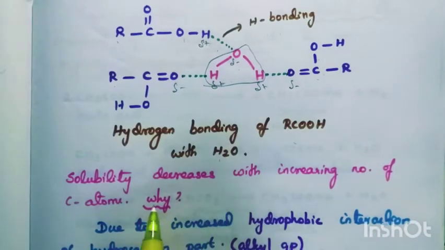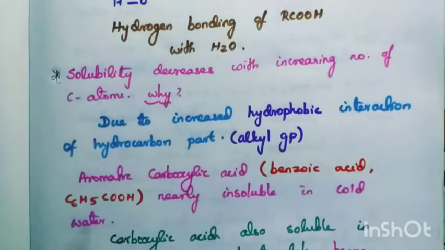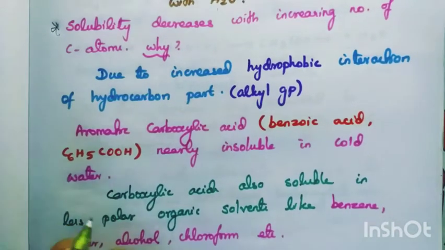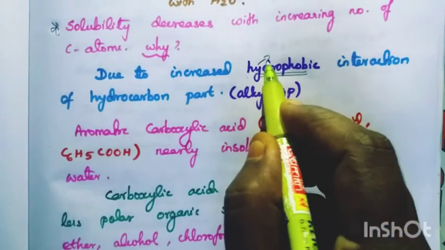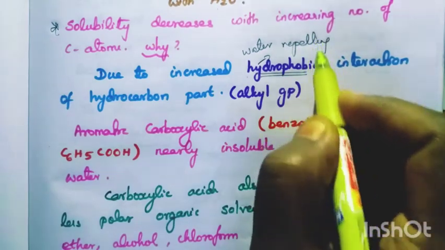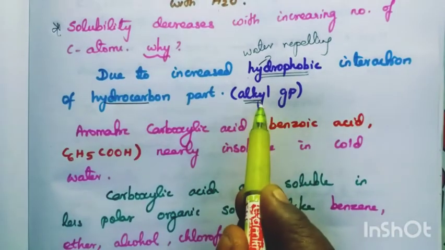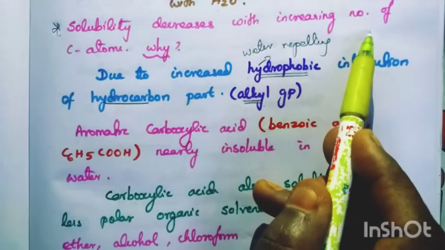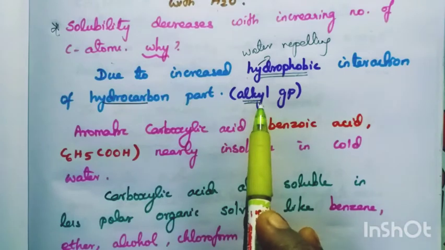Next reasoning question: the solubility decreases with increase of carbon atoms. Why? We know that as the alkyl group increases, solubility decreases, due to the increased hydrophobic interaction of the hydrocarbon part. Hydrophobic means water repelling. The hydrocarbon part is alkyl or aryl. So the solubility decreases with increasing number of carbon atoms due to the hydrophobic nature of the alkyl group.